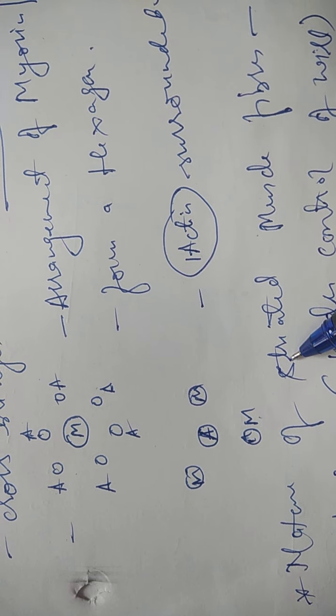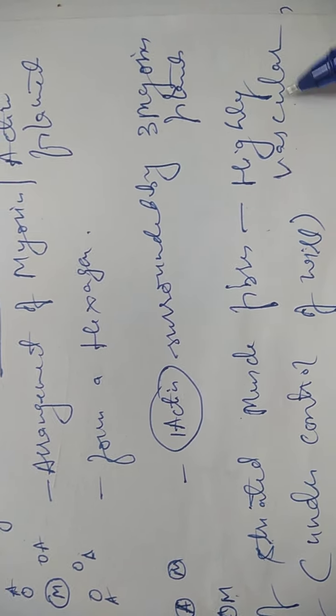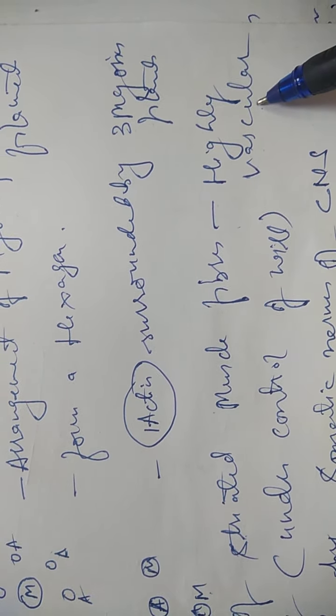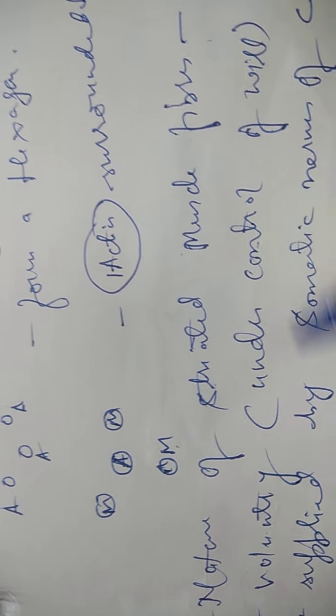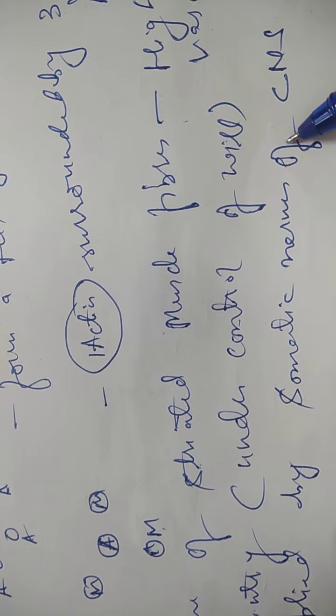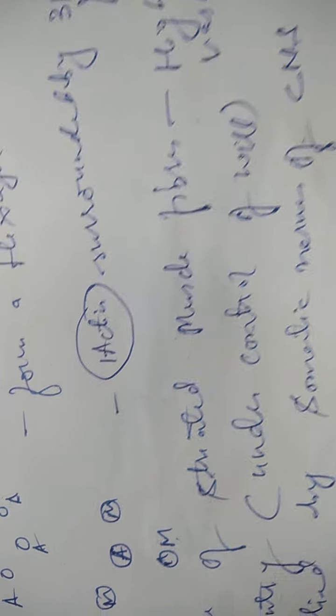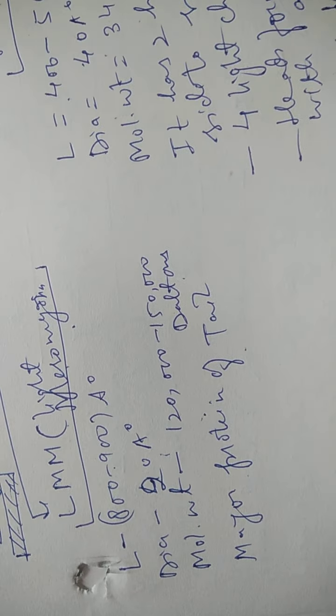Nature of striated muscle fiber: they are highly vascular, meaning blood circulation is very good here. They are voluntary muscles, under the control of will. They are supplied by somatic nerves of the central nervous system. So I think we stop here.